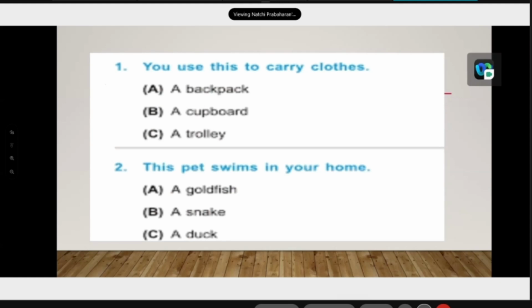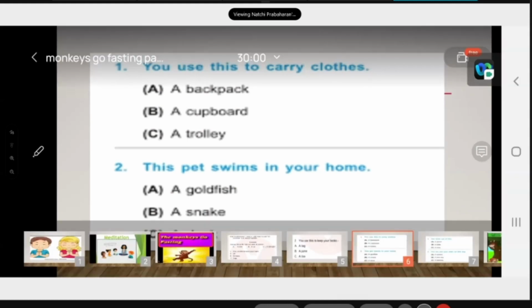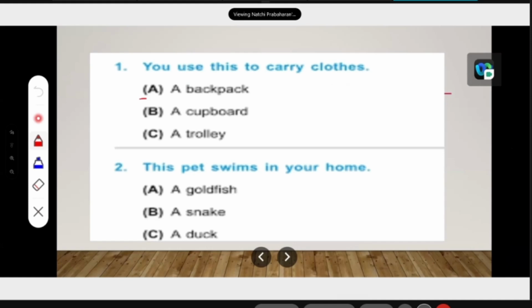Let's move on to the third one. You use this to carry clothes. What is the first option? A option is a backpack. B option is a cupboard. And the C option is a trolley. Which is used, children, to carry clothes? Yes, we arrange our clothes in the cupboard, right? A backpack is the correct answer. You keep all your clothes in your backpack while you're traveling, right? Let's move on to the fourth question.